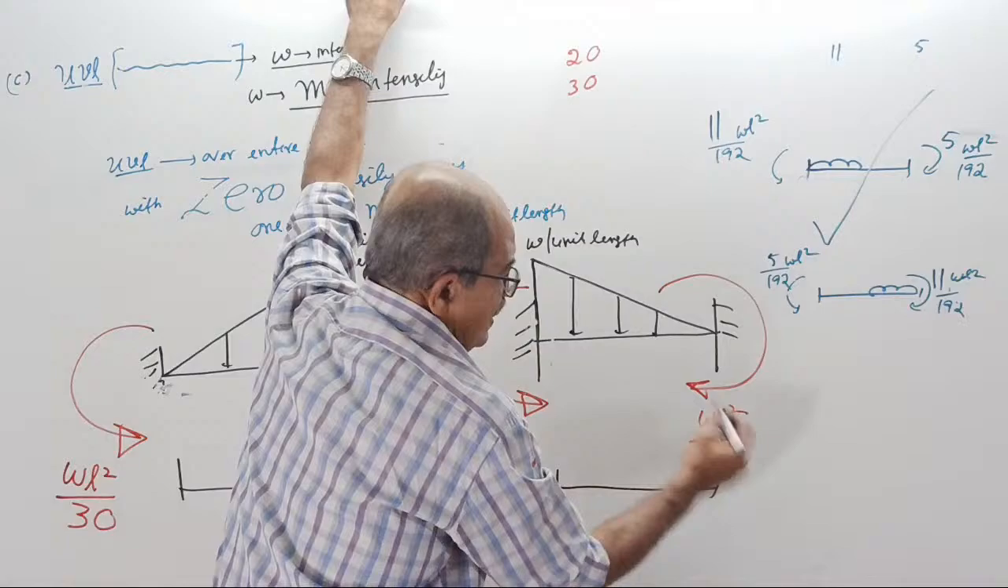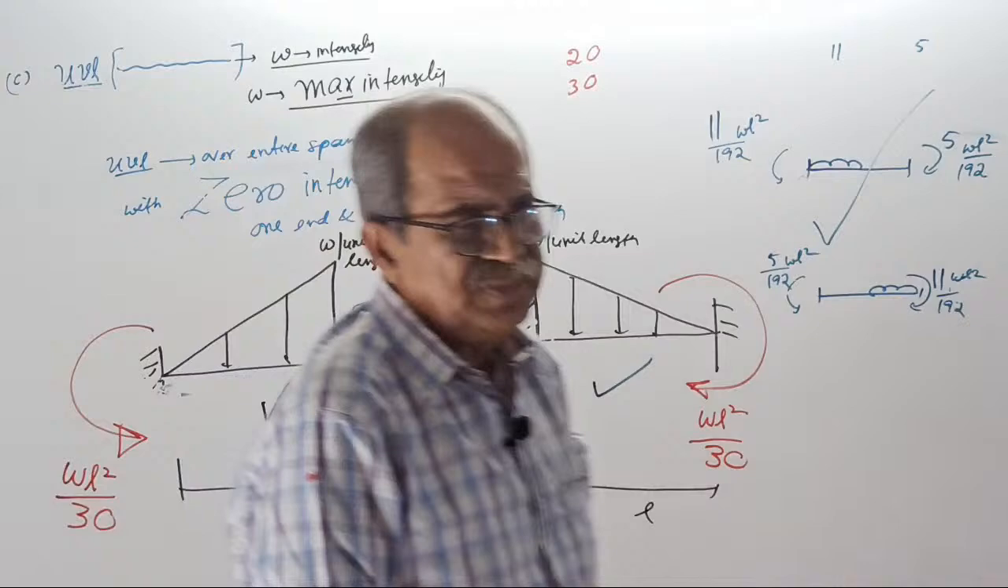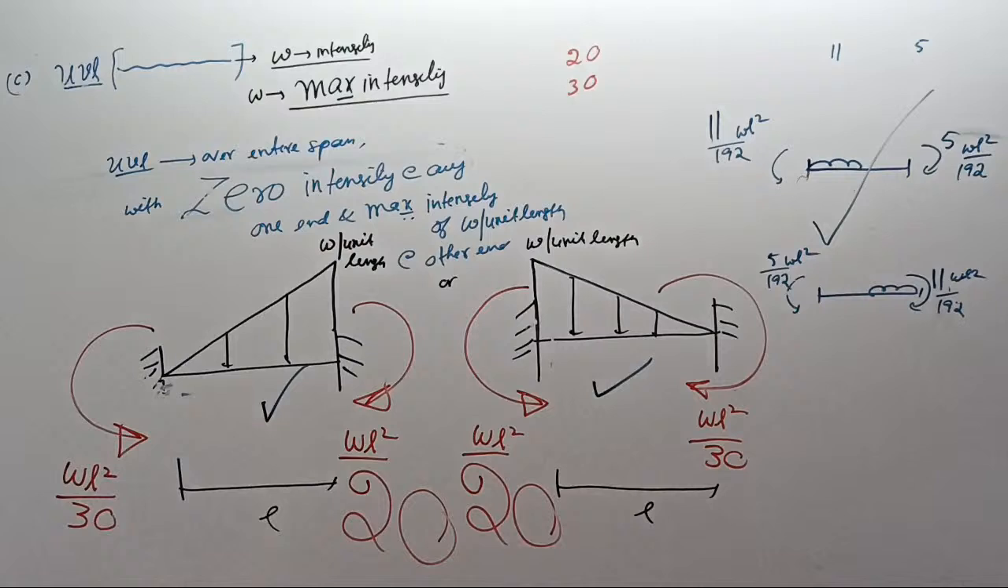Both are clear? Tell me. Both are fully clear. Where 20, where 30? We should be careful with the dividing numbers.